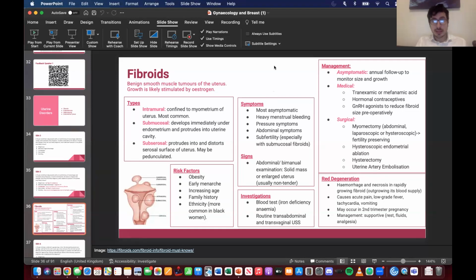Also, less commonly, there can be pressure symptoms, and that's what the SBA stem tried to get at. Pressure symptoms is when the size of the fibroid almost has an effect on the surrounding structures. So that can include the bladder, causing increased urinary frequency by applying pressure to the bladder. It can also be constipation by applying pressure to the bowel and therefore preventing the passing of stool. And we talked about subfertility already.